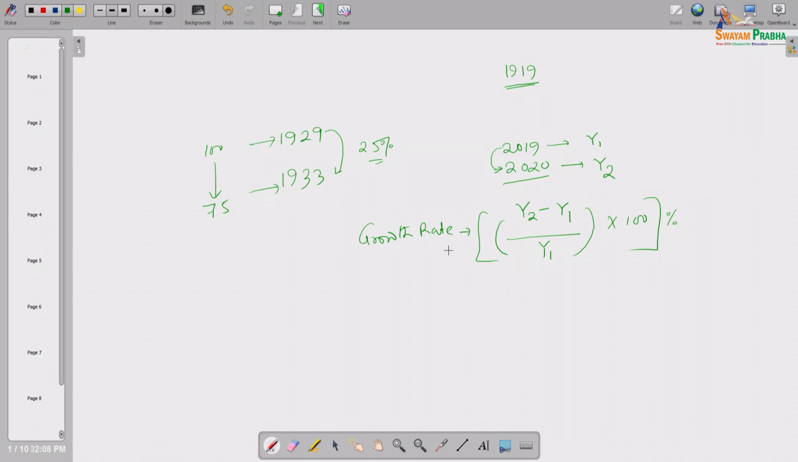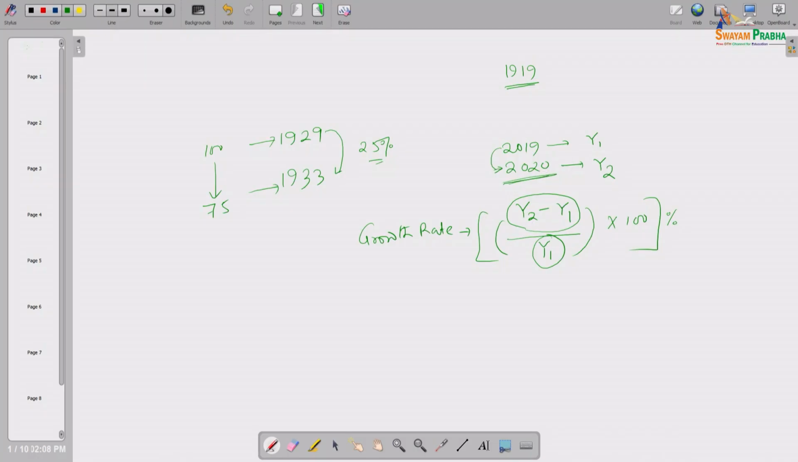Okay. So, if this growth rate is negative, what does that mean? GDP has some positive value, right, so that means this numerator is negative. That means whatever the GDP value in 2020, that becomes lower than the GDP value in 2019. As a result, the numerator y2 minus y1 becomes negative, and as a result, the growth rate is negative, right. So, that is the thing.